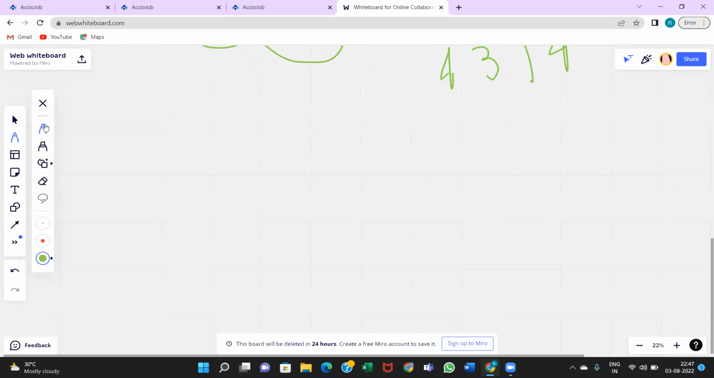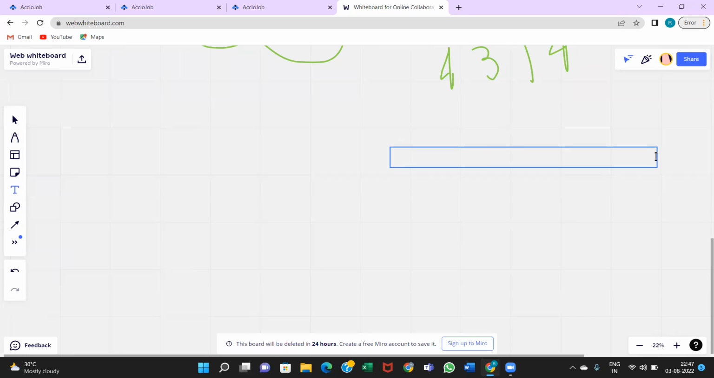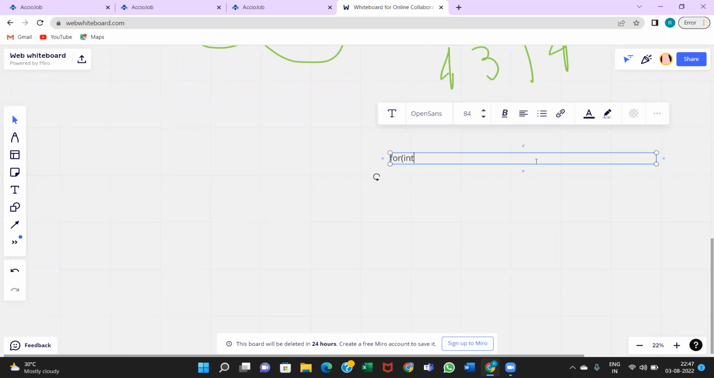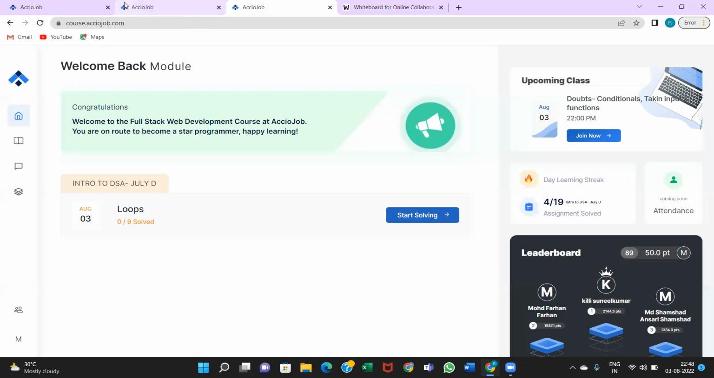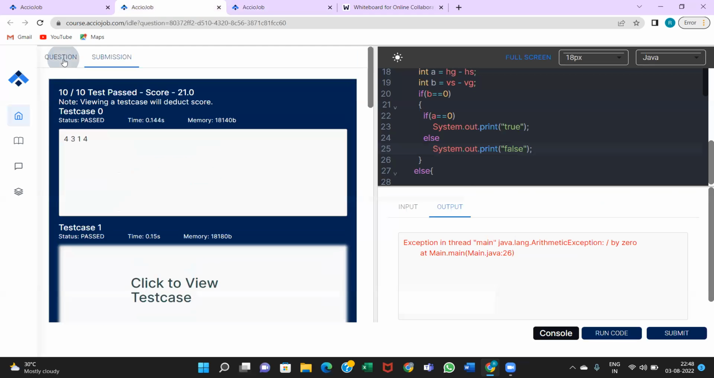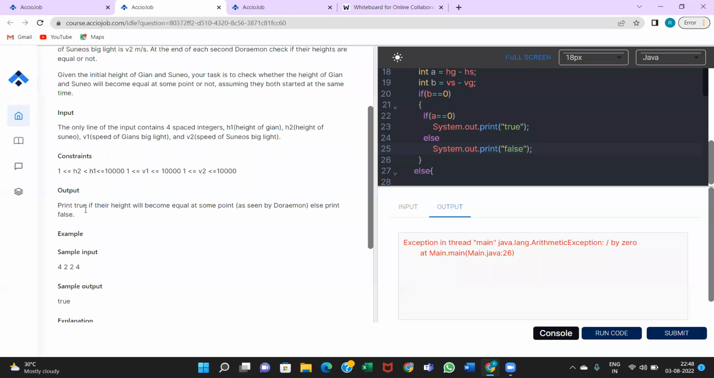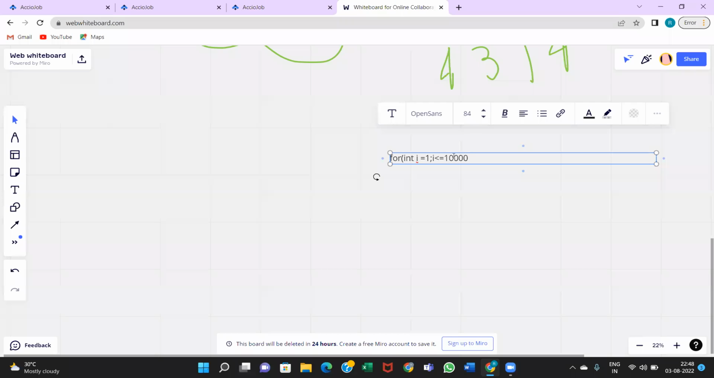Talking about the for loop part, since you guys have not done the looping part, that's why I was avoiding it. Otherwise, another alternative to this problem is, you could simply run a for loop, like for int i equals 0. Since the constraint given to you for the height is 10,000 only, the maximum height that could be achieved is 10,000. So you'll go up to that and you'll do i plus plus.